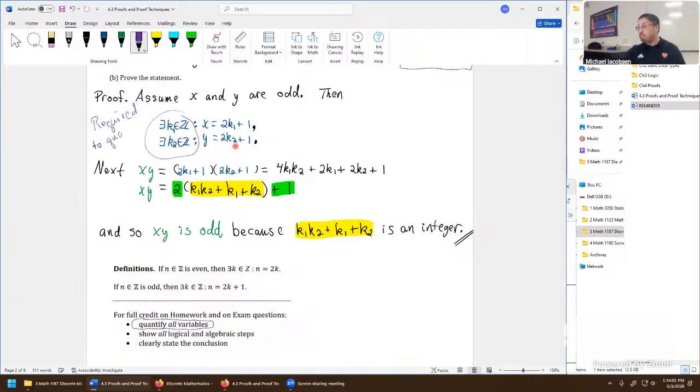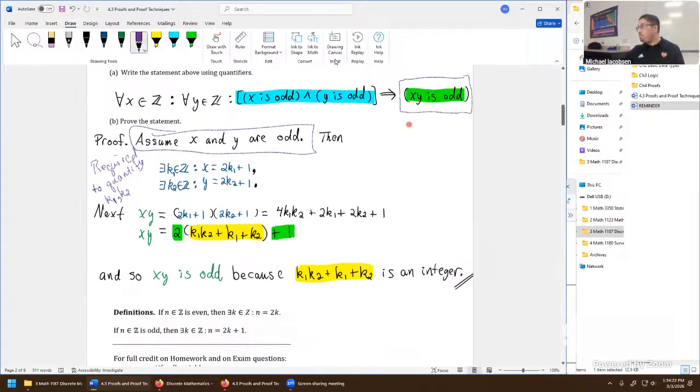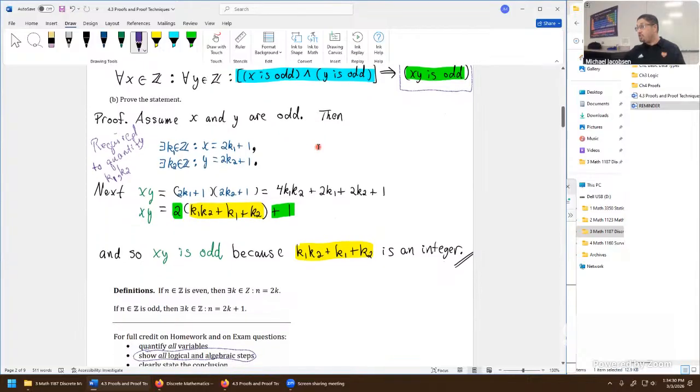Required to quantify k1, that's a 1, and k2. Subscripts are kind of annoying sometimes. So that was the issue with quantifying the variables. Showing all logical steps was pretty much us saying, assume the hypothesis right here. We had to actually say that at some point. That was a major logical step. As far as showing the algebra goes, we have to show these steps, but that's usually the easy part of the notes. That's just ordinary algebra.